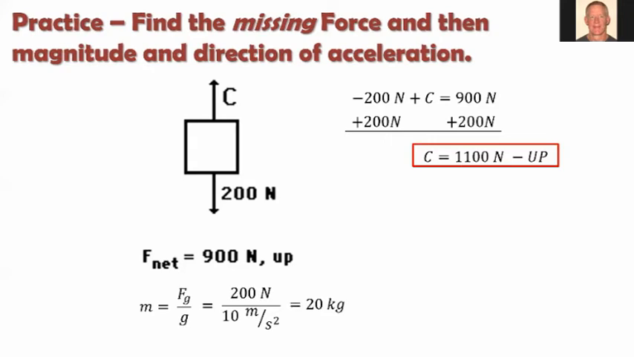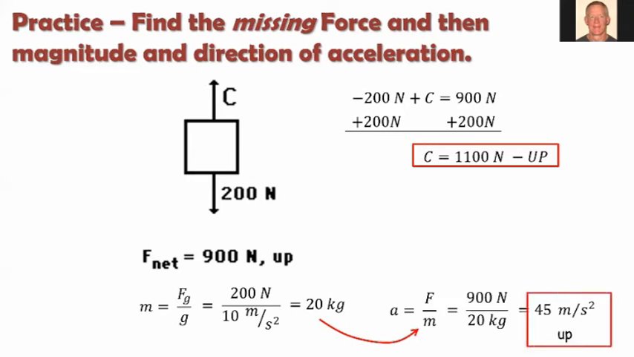And then we already had the net force to start with, right? So it's just going to be 900 divided by the 20 kilograms, and we get 45 meters per second squared. That's a pretty high rate of acceleration in this case. What direction would it be? Well, the net force is up, so the acceleration will be upwards.